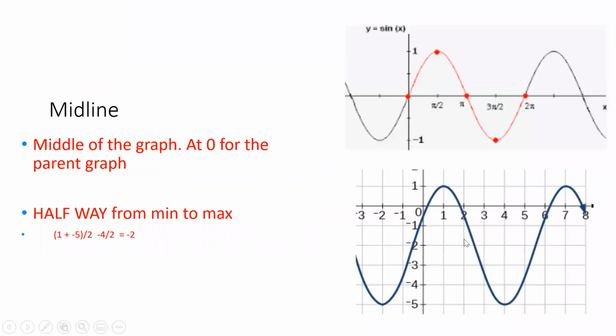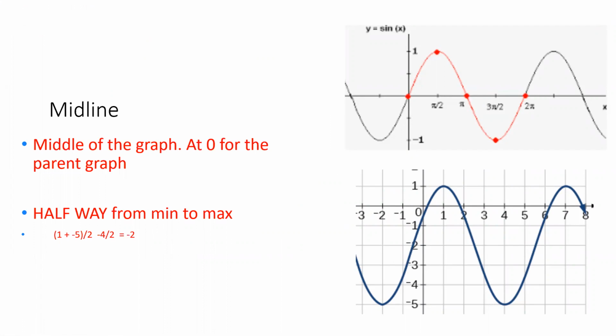So midline, that is the middle of the graph. That's just wherever the middle of our graph is at, where our function lies. For our parent functions, it's at 0, so just right in the middle. Again, it's the halfway point from the minimum to the maximum.